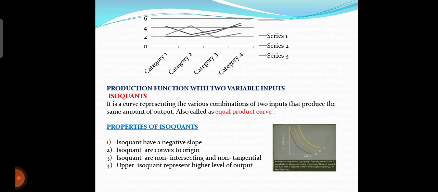Isoquants have a negative slope. An isoquant has a negative slope in the economic region, in the economic range of the isoquant. The negative slope of an isoquant implies substitutability between the inputs. It means that if one of the inputs is reduced, the other input has to be increased and the total output remains unaffected.